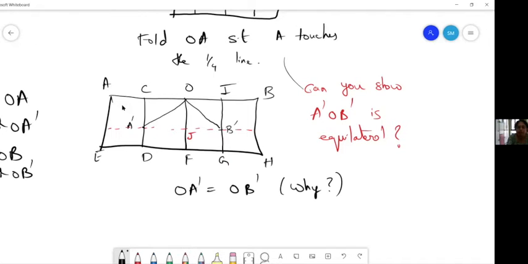Yes, by folding. So now we have that OA dash is equal to OB dash. We have shown it in different ways, right? Now the question is: is this equal to A dash B dash? Yes, it is equal because I is the midpoint of OB and C is the midpoint of OA.